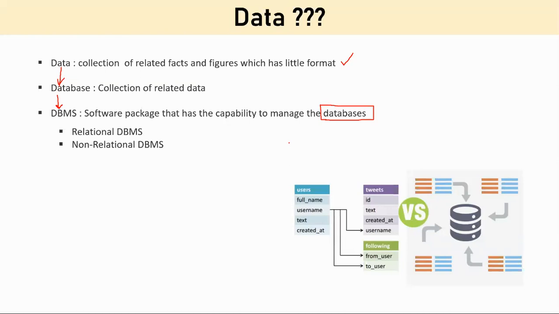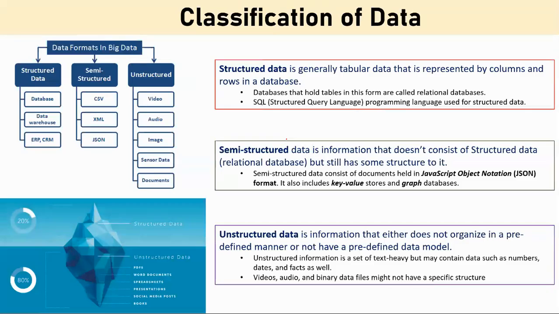Okay, one is relational DB, one more is non-relational DB. Relational DB is nothing but relational databases. One more is non-relational databases. Okay, so if I go further, I want you guys to understand there are three varieties, or three classifications, of data: structured data, semi-structured data, and unstructured data.